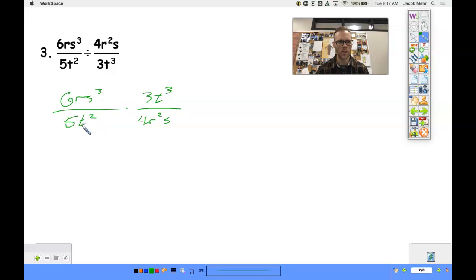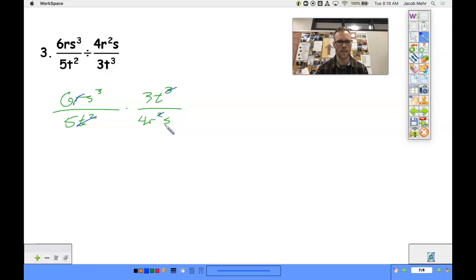Take a look here. Notice there's a t squared in the denominator, so there's a t times t. There's a t cubed, t times t times t, in the numerator. So 2 of these t's will cancel out 2 of those, leaving just 1. Notice that there is 1 r in the numerator and 2 in the denominator, so this 1 r cancels out 1 of those, so there's just an r to the first.